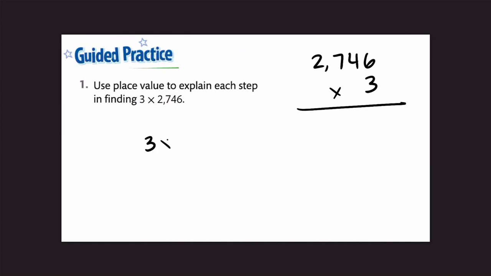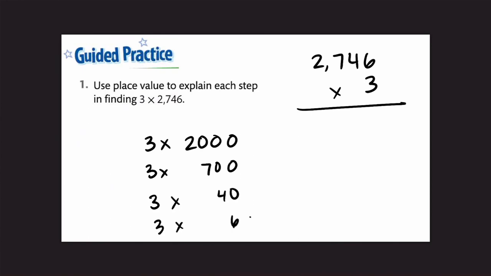What is 3 times 2,000? What is 3 times 700? What is 3 times 40? And what is 3 times 6? So it's just asking us to break these things down. So this one would be 6,000. This one would be 2,100. This one would be 120. And this one would be 18. Okay. If I added all these together, I would get the final product.